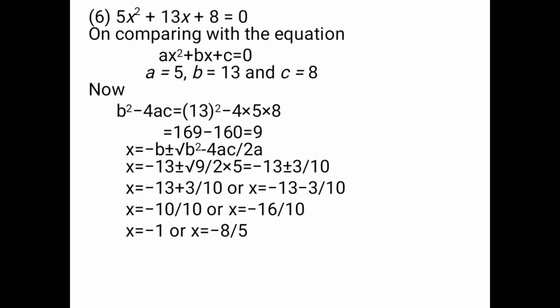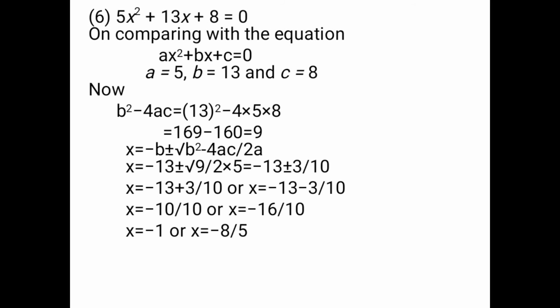Example number 6. 5x square plus 30x plus 8 is equal to 0. On compare with the equation ax square plus bx plus c is equal to 0, a is equal to 5, b is equal to 30 and c is equal to 8. Now b square minus 4ac is equal to 13 square minus 4 into 5 into 8 is equal to 169 minus 160 is equal to 9.